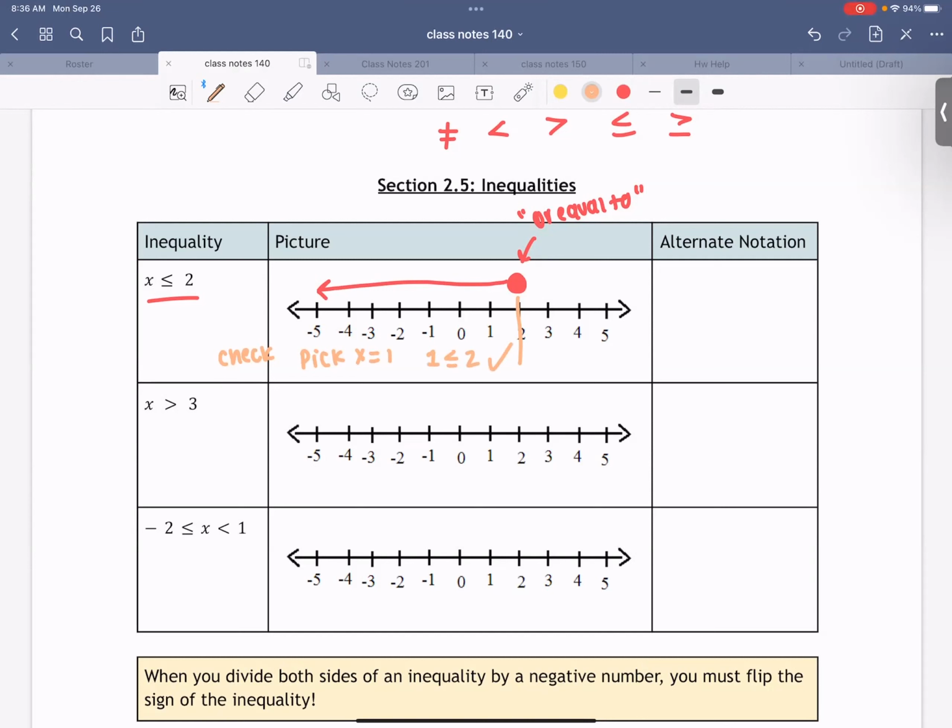Let me just pick another one. Let's pick x equals, give me a number greater than 2. 3? I heard 3, I heard 5. Let's do 3. Is 3 less than or equal to 2? No, right? So because the inequality doesn't work out, there shouldn't be an arrow on that side of the graph.